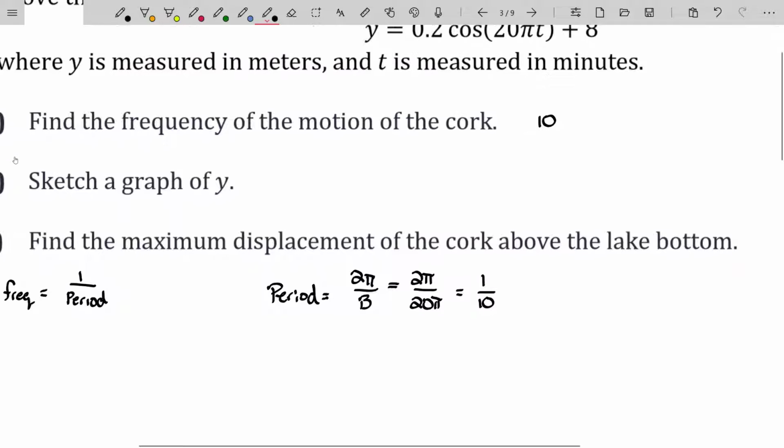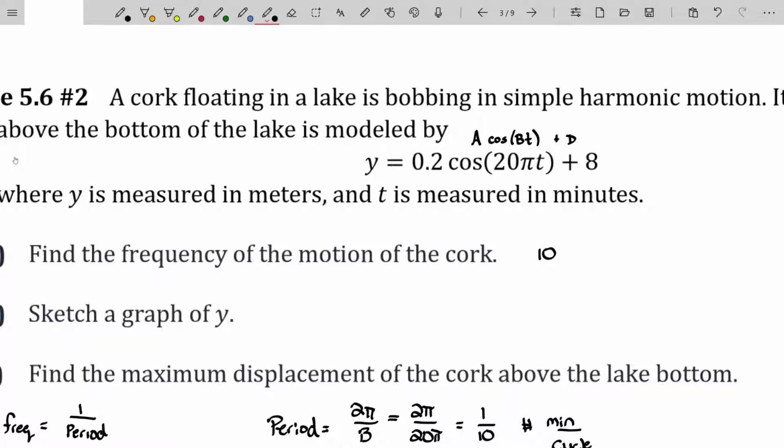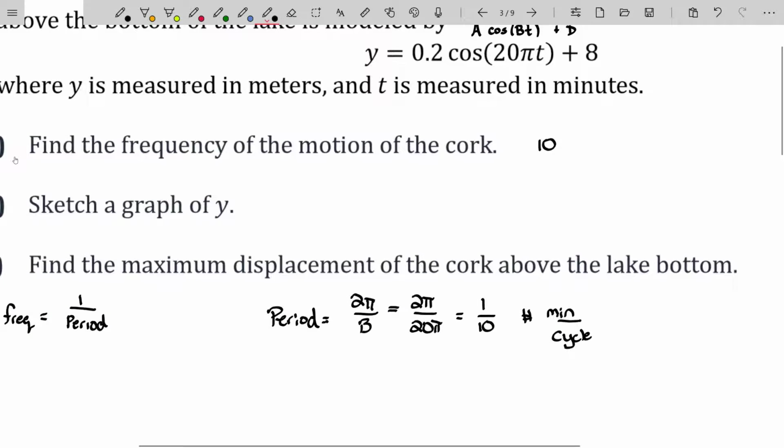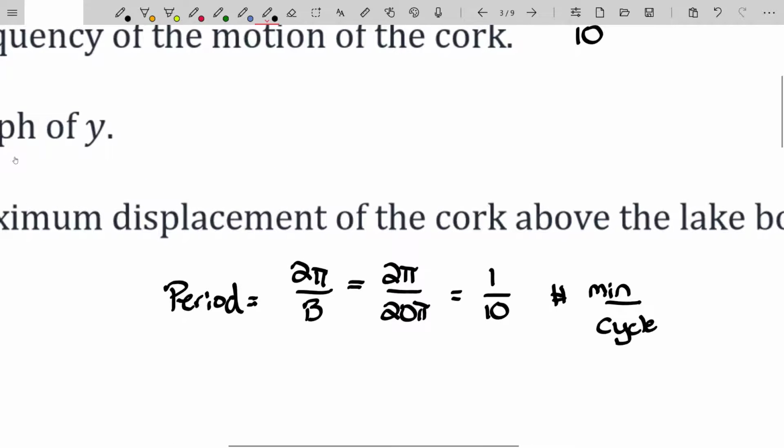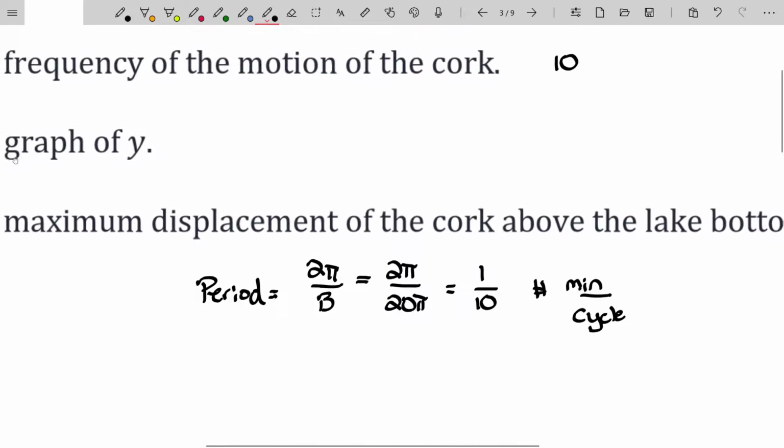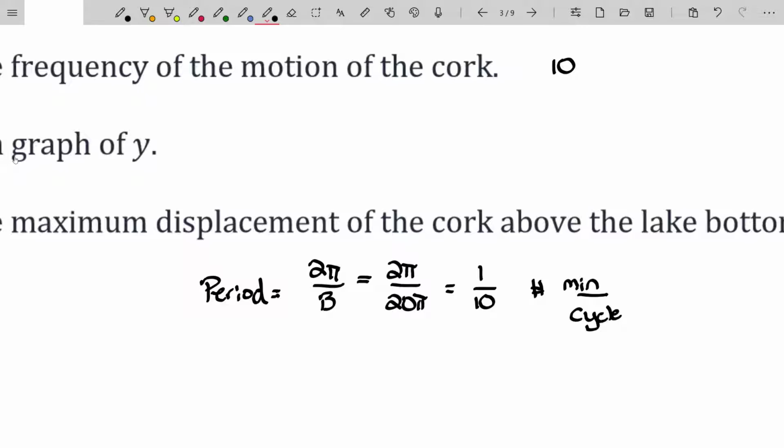Well, period is number of minutes per cycle. That's really what a period is, how many minutes it takes to have one full cycle of your oscillation. And I say minutes here because that's the unit of time that we're talking about. So minutes per cycle. So the period is 1/10. That means we get 1/10 of a minute per cycle. Well, that means you can kind of think of 6 seconds per cycle.